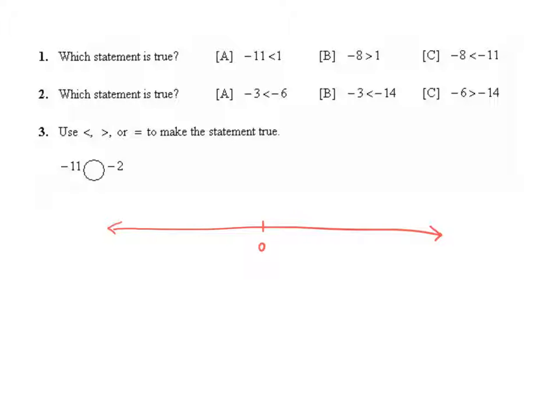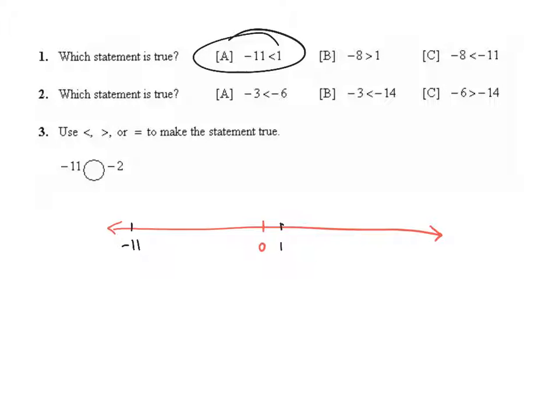On number 1, we just need to find out which statement is true. Choice A says, is negative 11 less than 1? Negative 11 is far to the left of 0, whereas positive 1 is just a little bit to the right of 0. So that is a true statement. Negative 11 is less than 1.